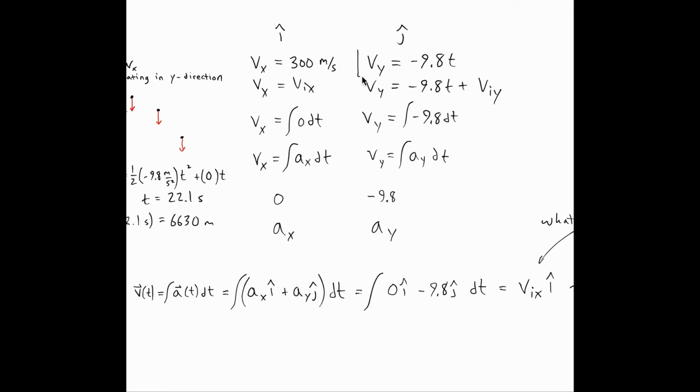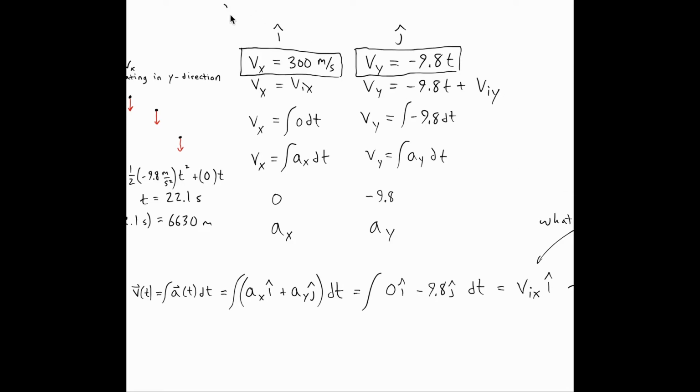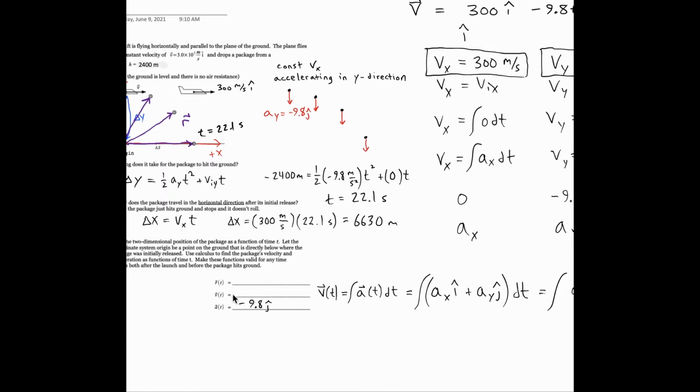So this would be the final formula for how the velocity is changing in the y dimension, and then here the velocity in the x dimension is constant. So now you just put them together and you say v as a vector is going to be equal to 300i minus 9.8t times j. Alright, so that is what to put here.